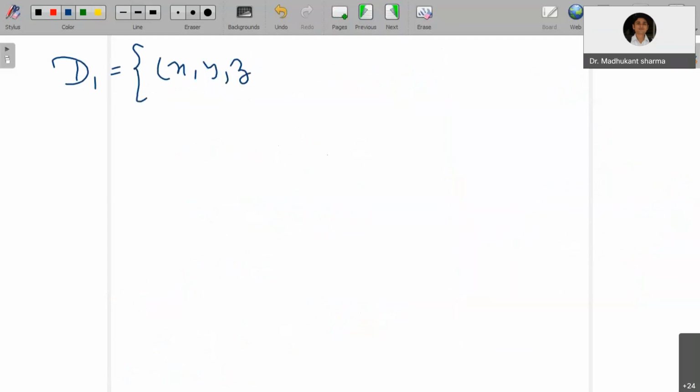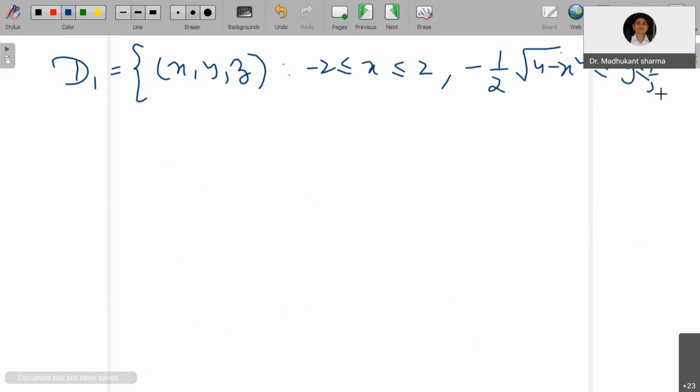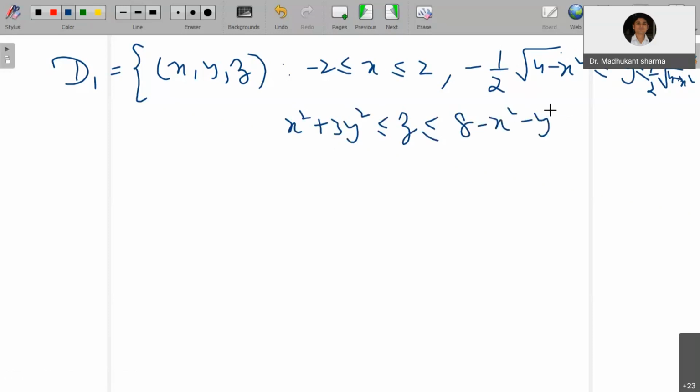Okay, x, y, z. X lies between minus 2 less than or equal to x less than or equal to 2. The y limit is minus 1 by 2 square root of 4 minus x square less than or equal to y less than or equal to 1 by 2 square root of 4 minus x square. And the z limit is x square plus 3y square less than or equal to z less than or equal to 8 minus x square minus y. That's the first one.